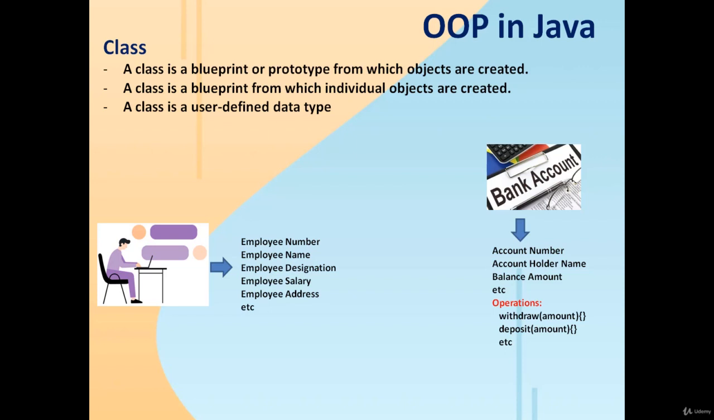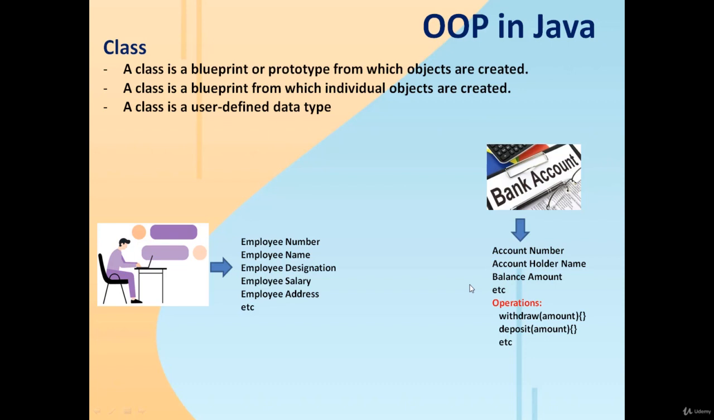And what are the functionalities? We are able to withdraw the amount from my account. We are able to deposit the amount. So the balance amount is being affected. The withdraw or deposit function is using the balance amount. So this is what we talk about as a class.